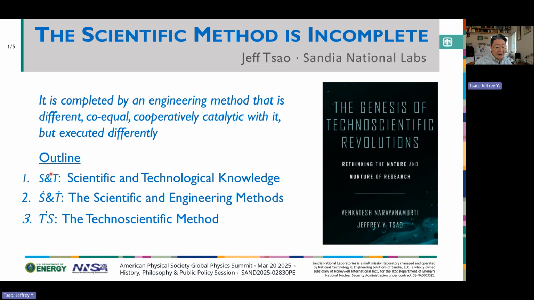In slide 1, I'll define what I mean by scientific and technological knowledge, what I will call S and T. In slide 2, I'll define the scientific and engineering methods, what I will call S dot and T dot. In slide 3, I'll define the technoscientific method, what I will call TS dot. By this, I mean the scientific and engineering methods as they interact with each other.